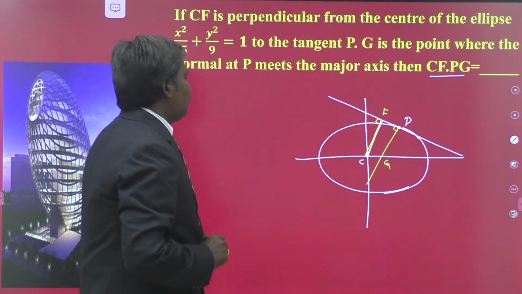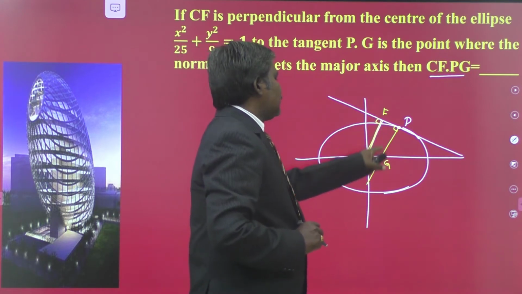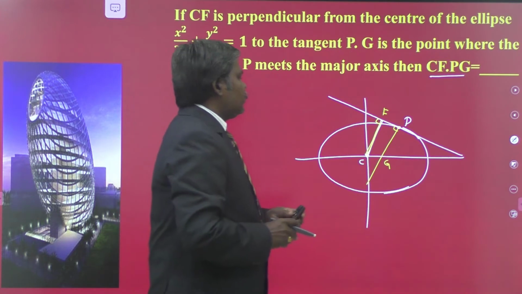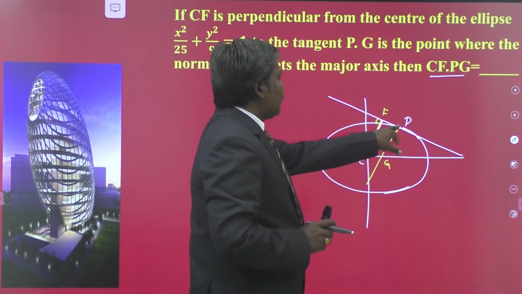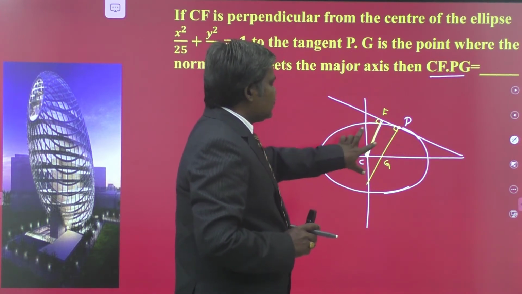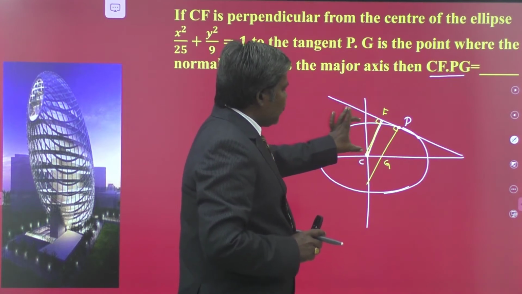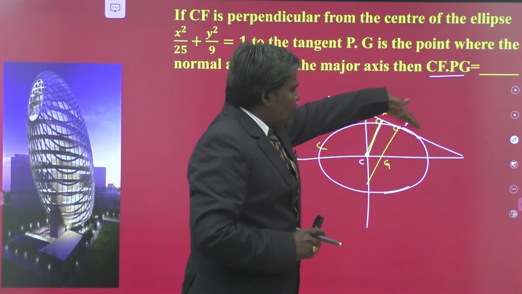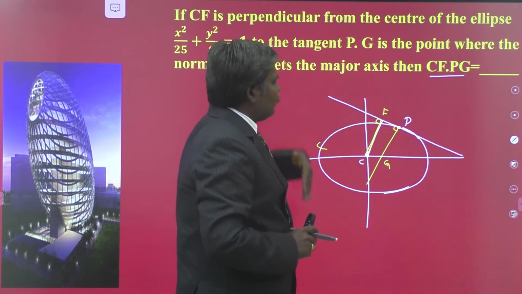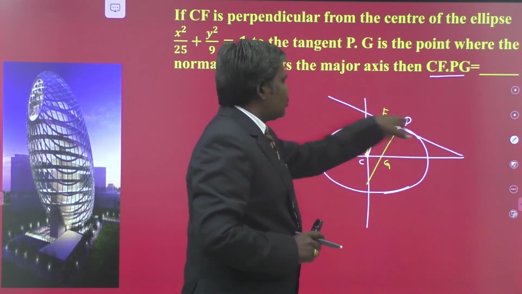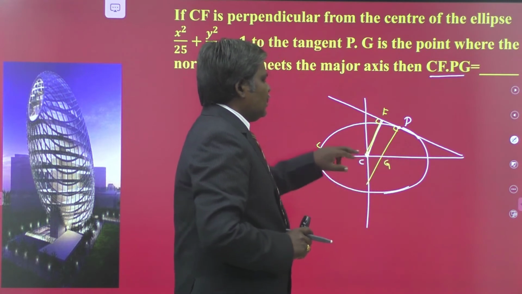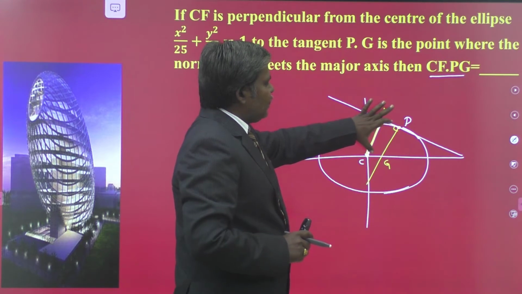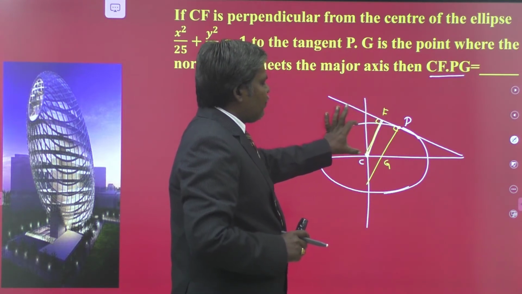Now, you have to find out the value of CF into PG. It is very simple for you. If you coincide this point P with the end of the minor axis, these two distances become what? B. Clearly observe that one. When the point becomes the end of the minor axis, the tangent must be parallel to the axis. If you do this experiment, both the values CF and PG are coincident with that value B.